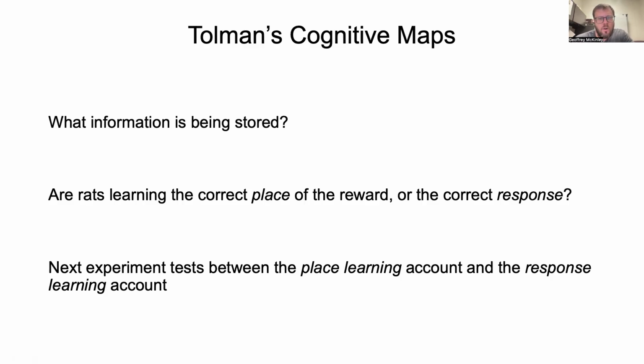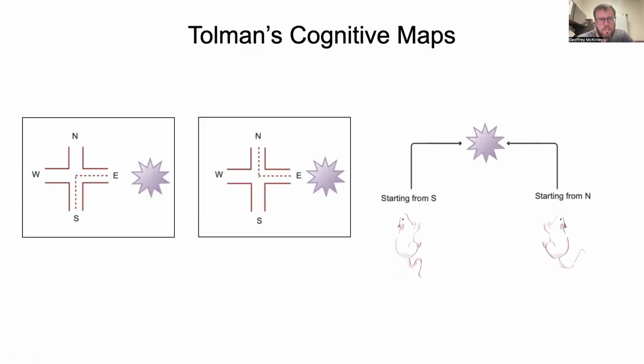I'm going to go a little slow because it's kind of a tricky experiment. Okay, so what Tolman did was he used what's called a radial maze, I believe, and there are four arms of the maze: north, south, east, and west. Group one is what we call the place learning group. Here you can see that on half the trials, the rats would be placed in the south arm of the maze, and the reinforcement or food would be on the east side of the maze. Whereas on other trials, the reinforcement would still be on the east arm. However, rats would start from the north arm of the maze.